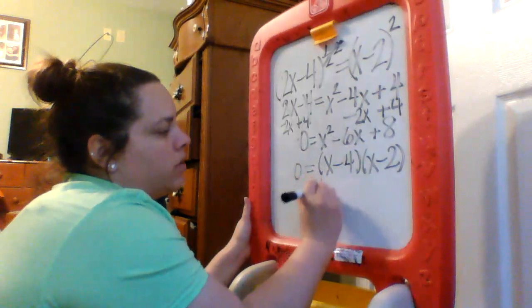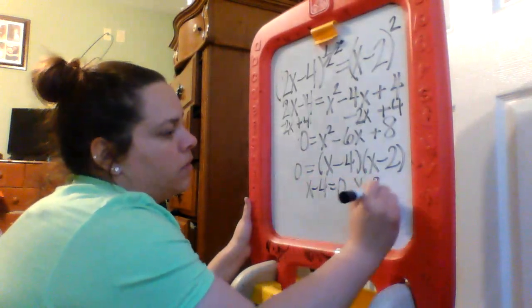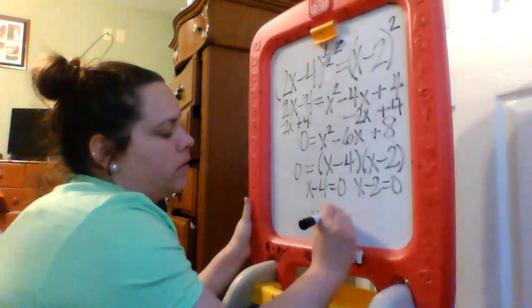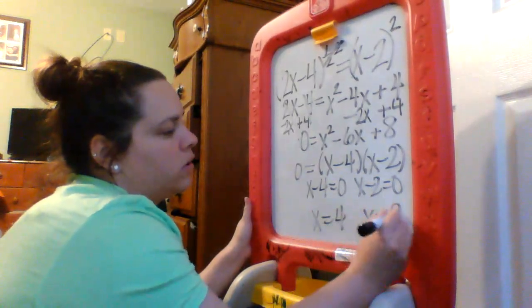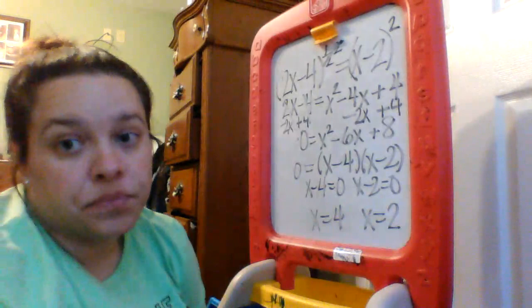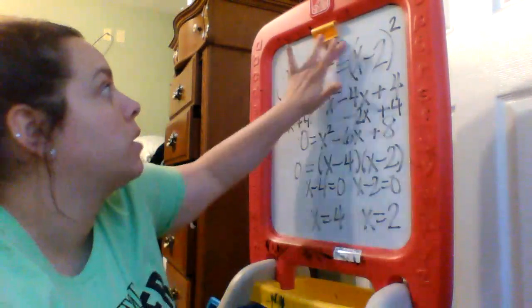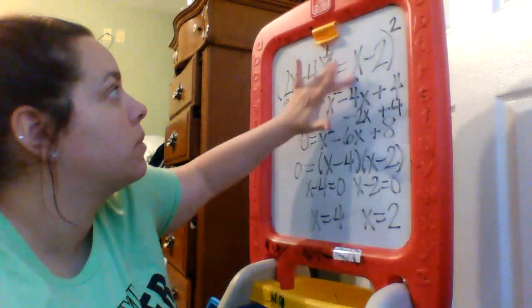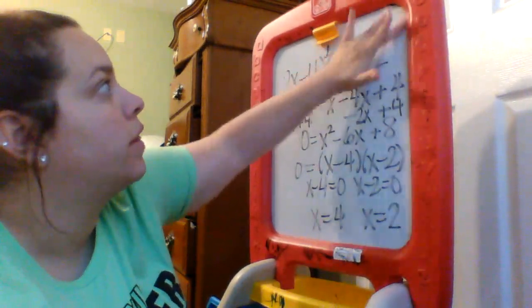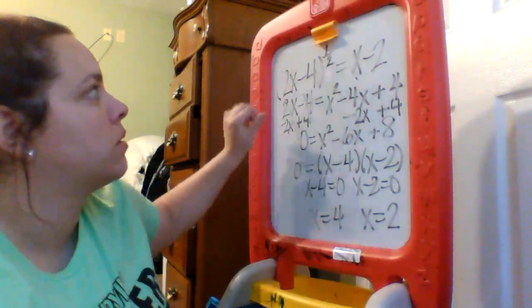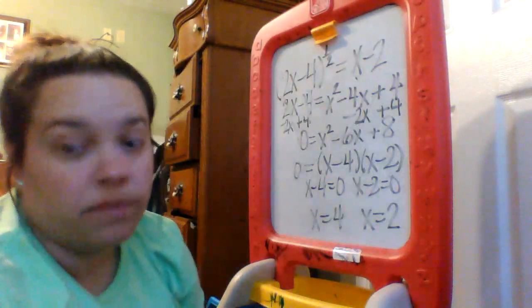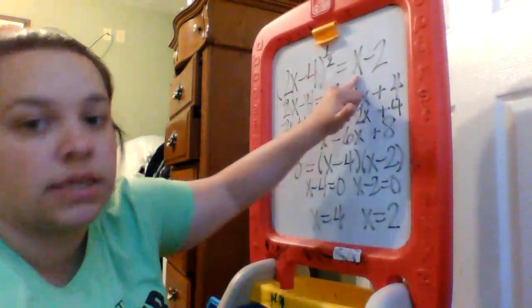Then I set each of those equal to 0 and solve. So x equals 4, x equals 2. Now, check them. Check them in the original problem. So I'm going to erase this because this wasn't the original problem. This was the original problem, okay? Plug it back in there. Plug that number back in for both the x's.